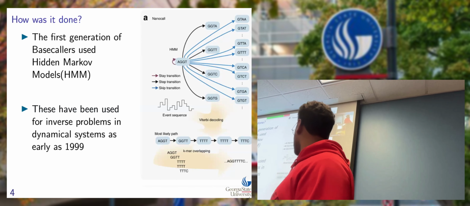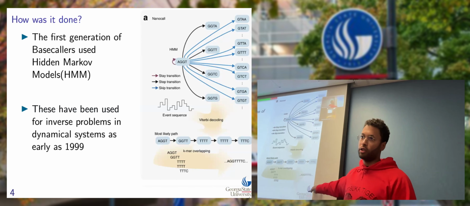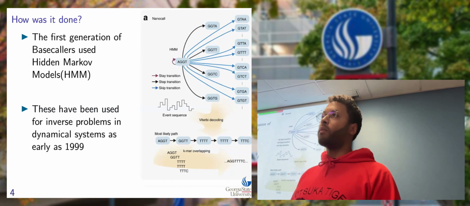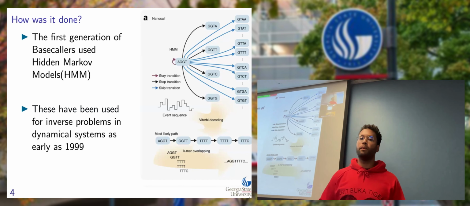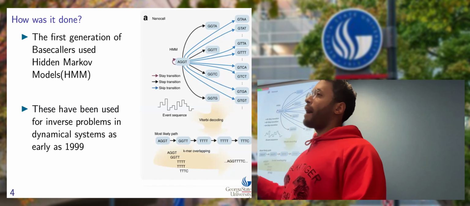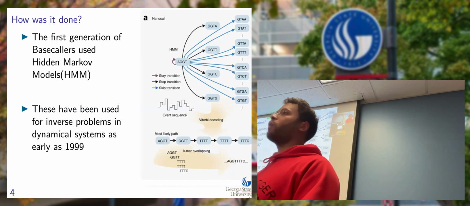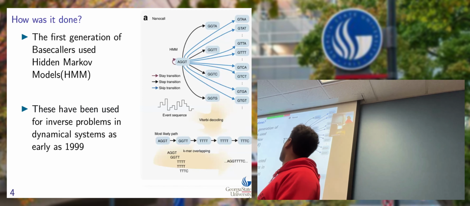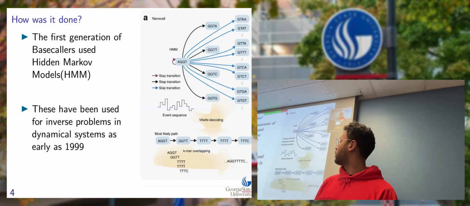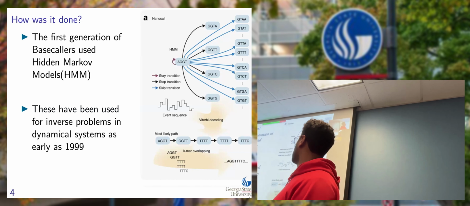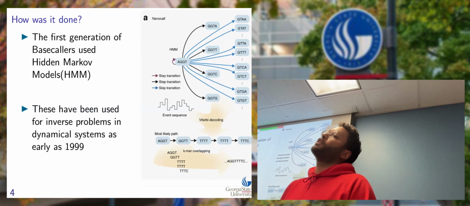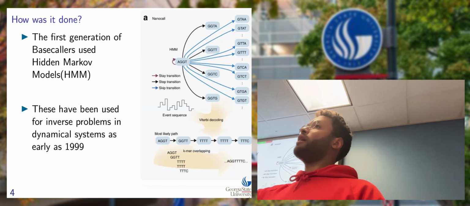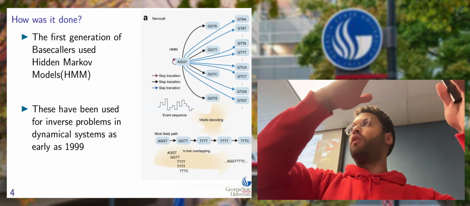Of course there are going to be issues with this algorithm because this is the first generation of base callers. The thing is that hidden Markov models have been used to solve inverse problems. What is an inverse problem? We have a noisy signal, that being your squiggle. What we seek is to determine the parameters, or the bases, that cause that signal. Here we can see that it's been used in dynamical systems. It's the traditional means of solving an inverse problem like this, where we take the data and try to get the model, as opposed to having the model and getting the data.